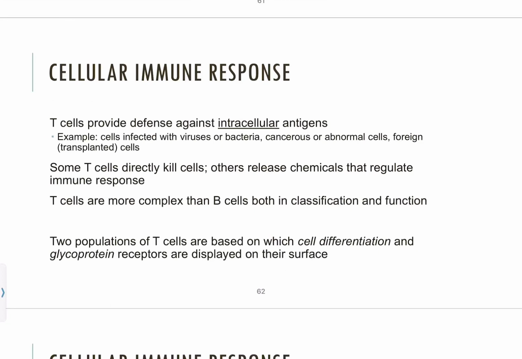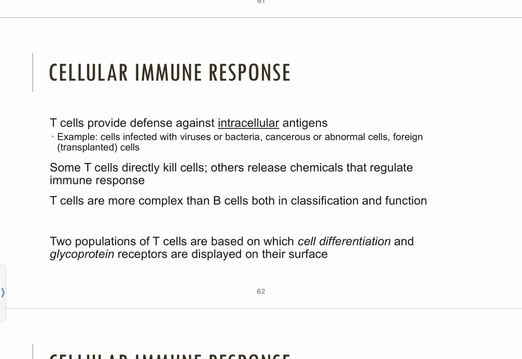So in section 6, we are going to be focusing on the cellular immune response, which is driven by T cells. And our T cells are really going to help provide defense against intracellular antigens, such as virally infected cells, cancer cells, and even foreign transplanted tissue. So unlike our B cells, our T cells are much more complex, both in their classification and function, and they do not recognize free antigens.